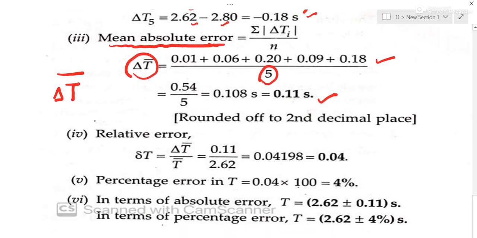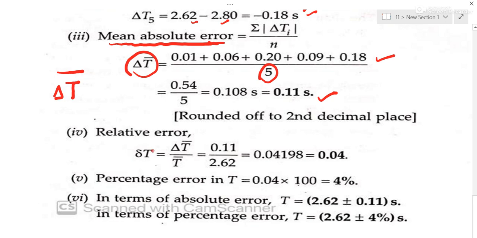Then we have to find out the relative error. Relative error is simple. Forget the notation. It's mean error divided by mean value. Mean error you can see is this and mean value is this. Substitute, learn how to divide, obtain the answer, round it off up to 2 decimals. So point is point, 0 is 0, then it is 4. After 4 we have a smaller number, so it will be 4 only. So up to 2 decimals you will have to report.